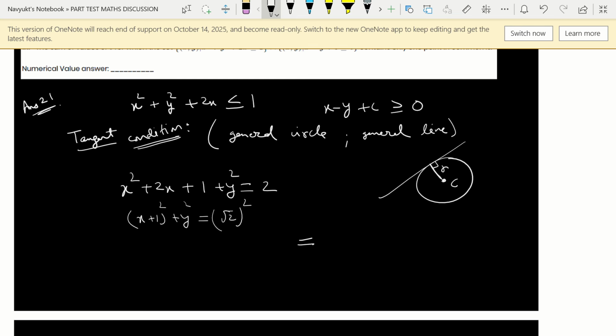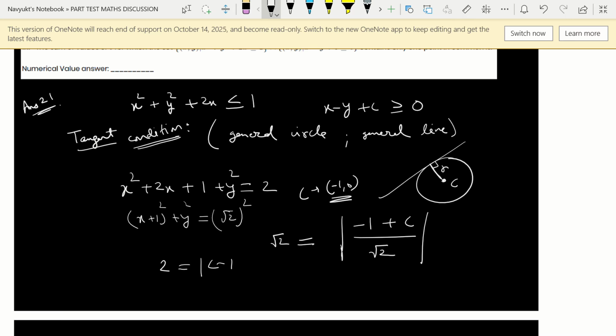So it is simply, what is the center? Center is minus 1 comma 0. So mod of minus 1 plus 0 plus c upon root 2 should be equal to the radius. Radius is how much? Root 2 only. We'll get this root 2 here. This gives us 2 equals mod of c minus 1.